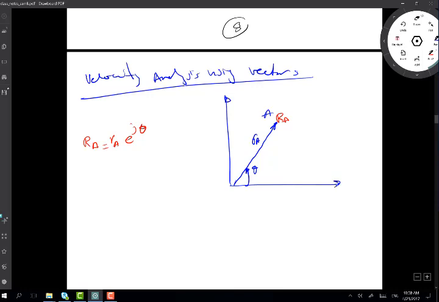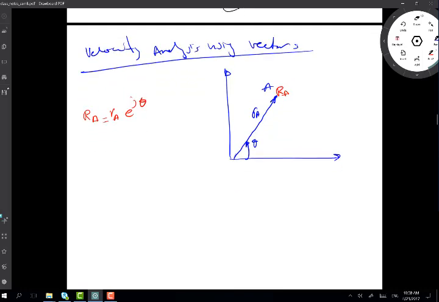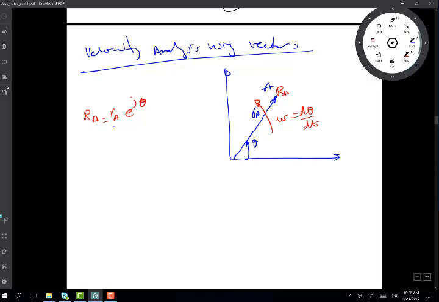When you differentiate, you can look at the cases. The most general case is RA changes and theta changes. Don't forget that theta changes like that. So this is omega, which is d theta/dt. But sometimes RA can also change, but I'm going to do this later on.